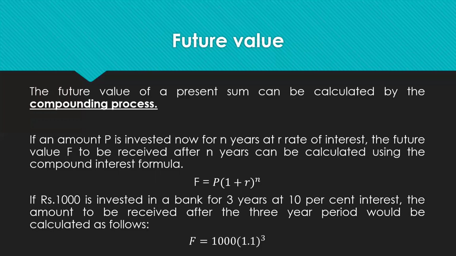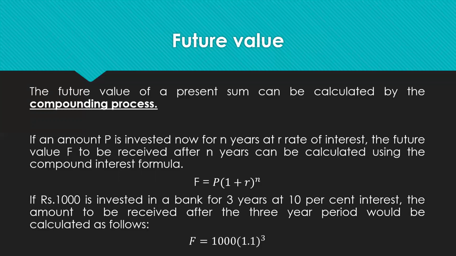Now let's see an example. Suppose you're investing rupees 1000 in the bank and you're planning to deposit it for 3 years at 10% interest. So you're hoping to earn interest at 10%. The amount to be received after 3 years would be calculated using the compound interest formula.